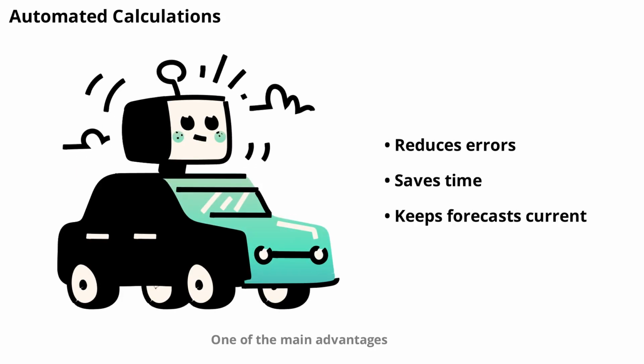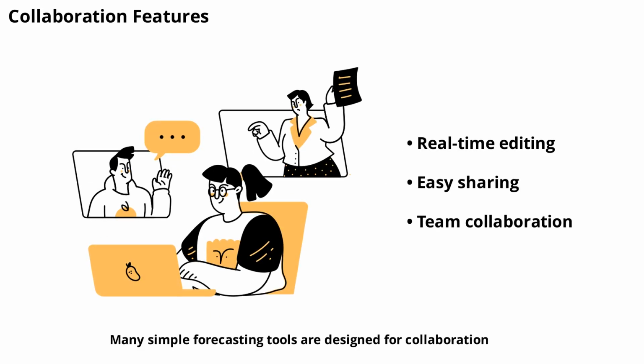One of the main advantages of using forecasting software is automation. Instead of manually crunching numbers, these tools handle calculations for you. This reduces errors and saves time, allowing you to focus on strategy rather than data entry. Automated calculations also make it easier to update your models as new information becomes available, ensuring your forecasts stay accurate and relevant.